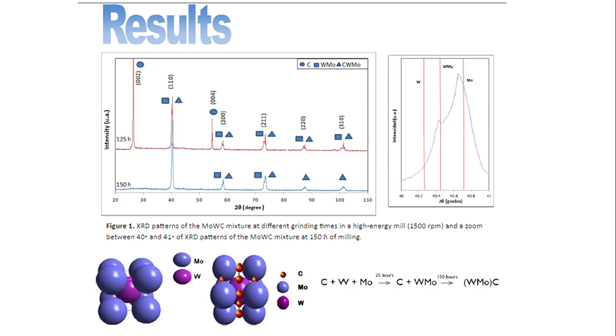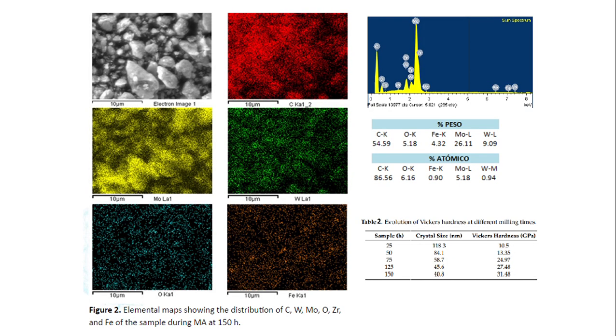To determine the distribution of the elements in the powder particles, Figure 2 shows the scanning electron micrographs and corresponding X-ray elemental maps of the sample milled at 150 hours. The figure clearly shows that the sample is composed of tungsten, molybdenum, and graphite, which led to the assumption of the presence of the molybdenum tungsten carbide phase.